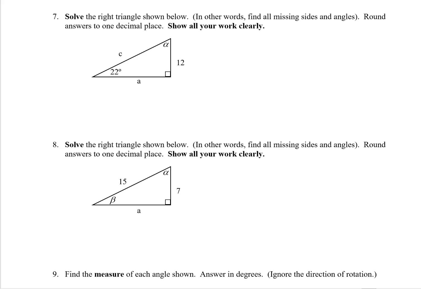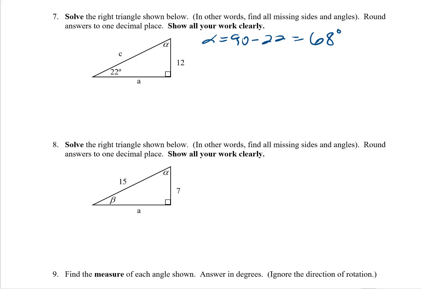Problem number 7, we want to review solving a right triangle. So I want to find all the missing angles and sides. The missing angle is pretty easy. I know that the 22 and the alpha must add up to 90 since that third angle is 90. So all I would have to do to get that is just subtract 90 minus 22. That's going to come out to be 68 degrees for angle alpha.